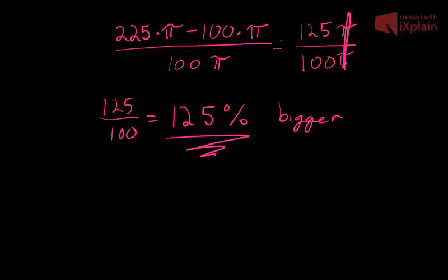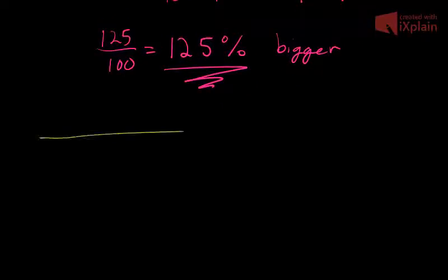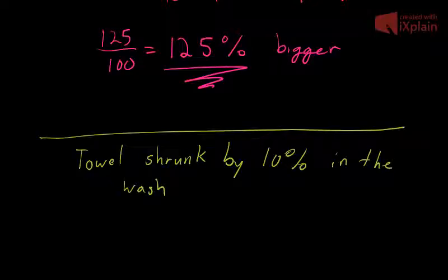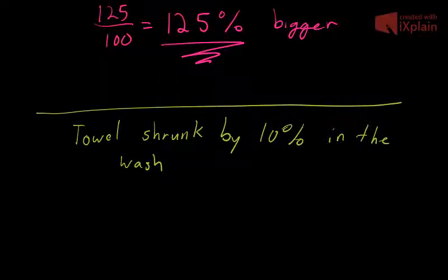So we're going to look at a couple more of these. It'll be a little bit easier with some squares and rectangles, because squares and rectangles make our lives easier. So if I have a towel that shrunk by 10% in the wash. So I have a towel and it shrunk by 10% when I washed it. I want to know what was the percent change in area.